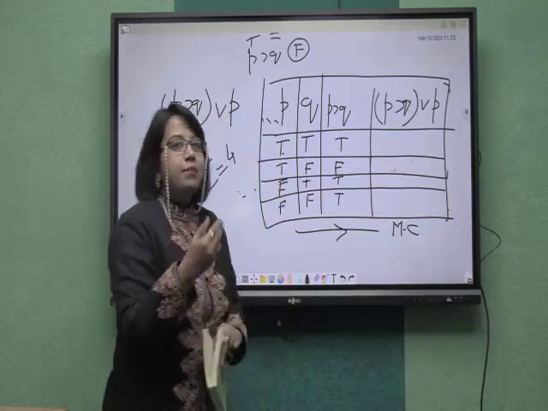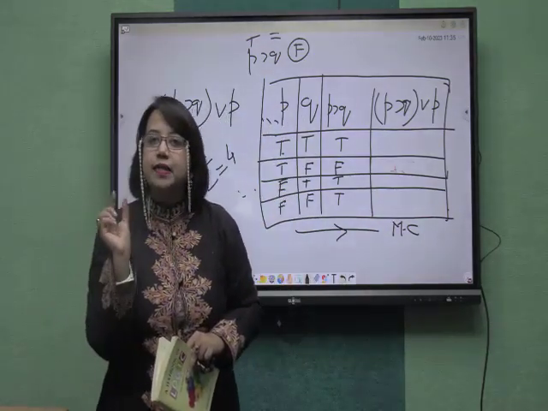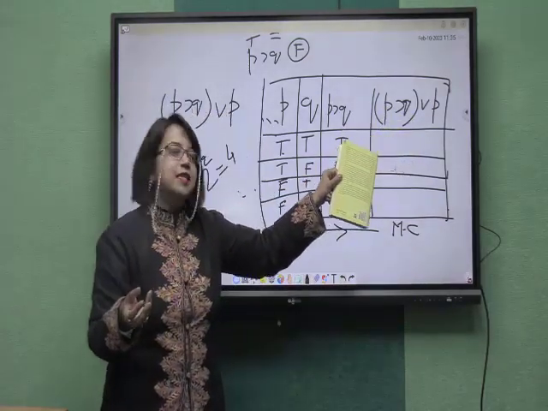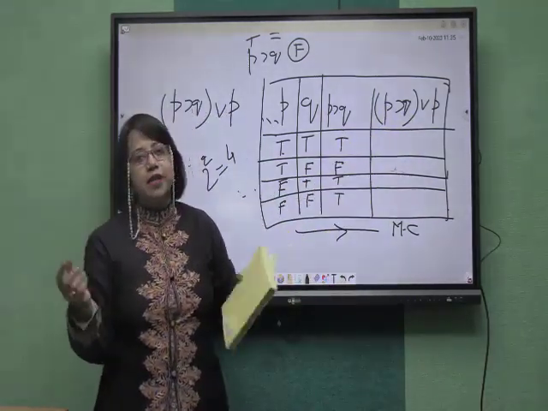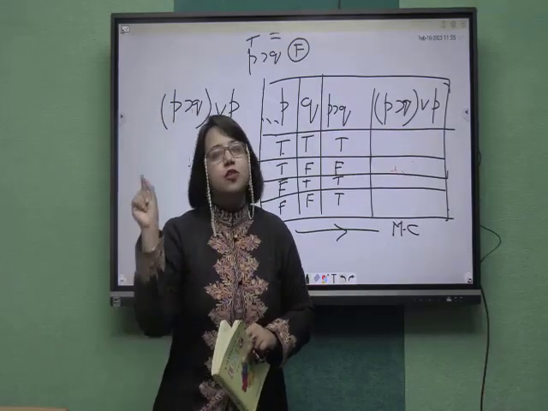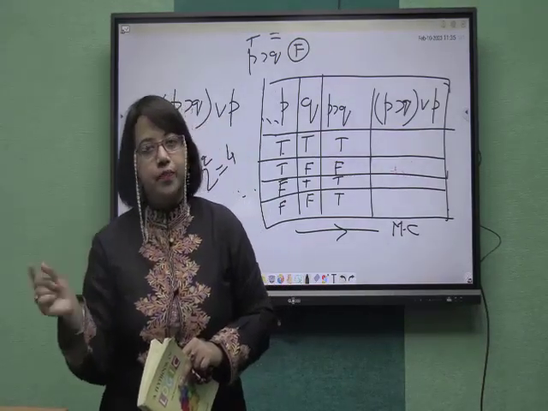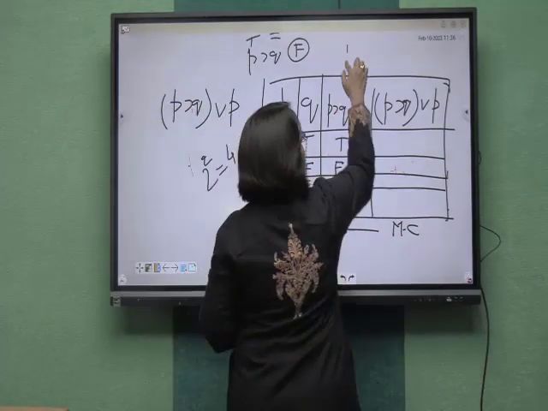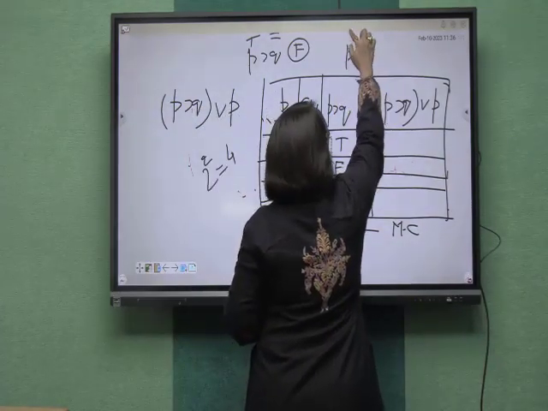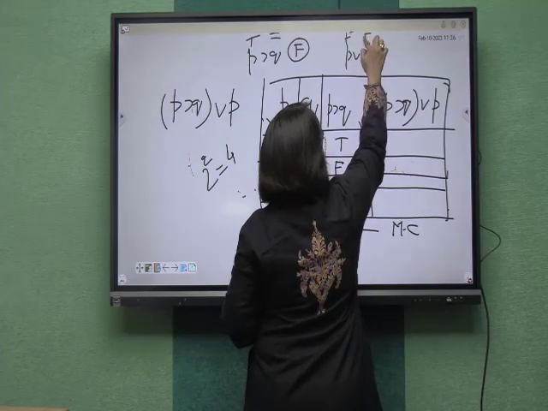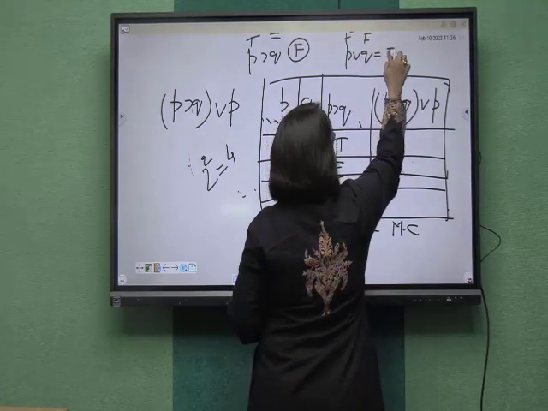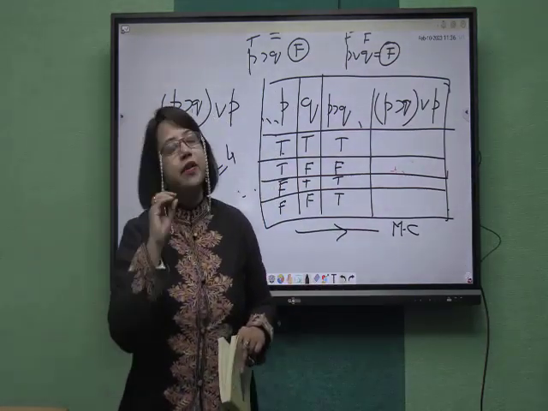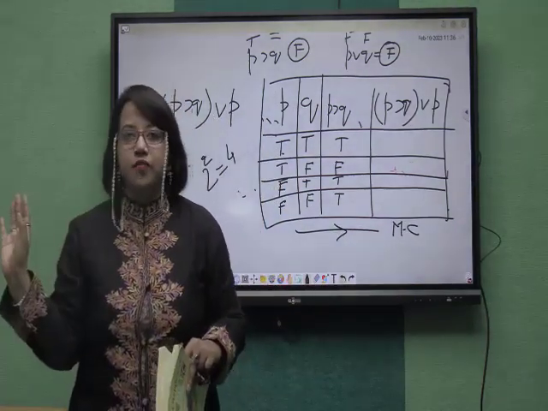Okay. Now let's come to the rule for disjunction. We know wedge is the symbol for disjunction. Disjunction in simple English is either-or. So for disjunction, what is the rule? If both the disjuncts are false at one and the same time, then as a whole the disjunction is going to be false. That is the rule. In the rest of the cases, it's always true.